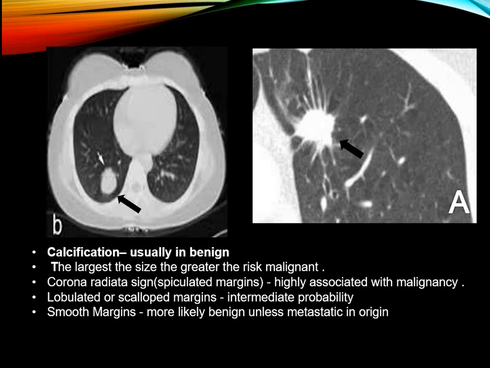Some radiological features can help in differentiating benign and malignant lung nodules. Calcification is usually seen in benign nodules. The size: the larger the nodule, the greater the risk of malignancy. The margins: we have a sign called corona radiata sign, which is a spiculated margin. If it is present, it's highly associated with malignancy. Lobulated or scalloped margins are associated with intermediate probability. Smooth margins are more likely benign and less likely metastatic in origin.